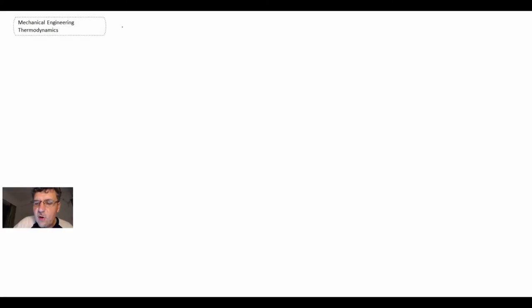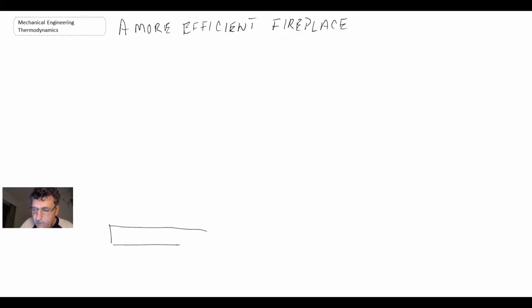So this is what I will call a more efficient fireplace. So how are we going to do this? Well, there are a number of things that we can start with. Let's draw the base again of the fireplace. So there we have our base. We still have the wood, so the fuel is still in there. And just like before, we have flames. So we have some form of combustion going on.